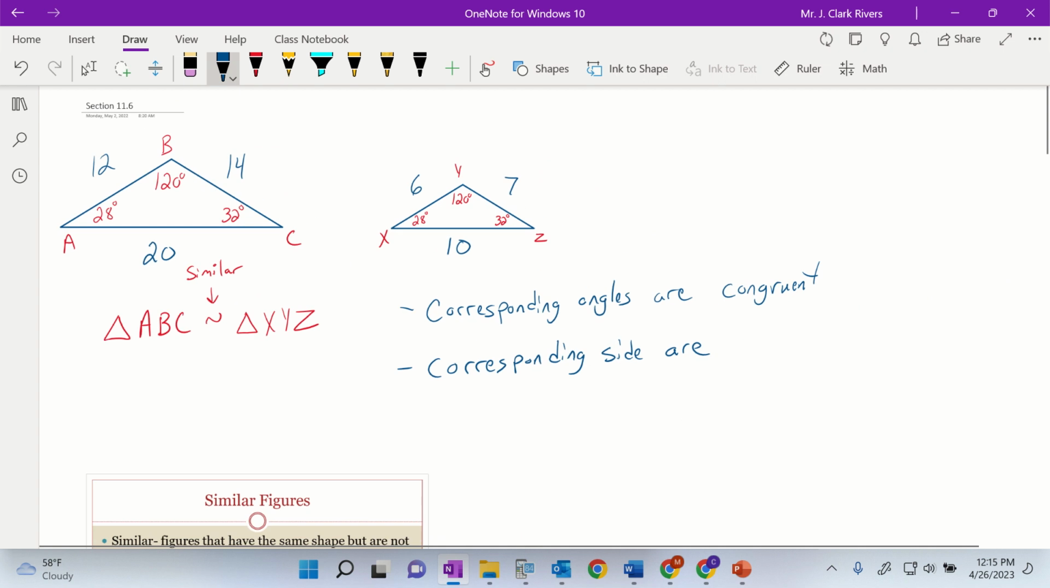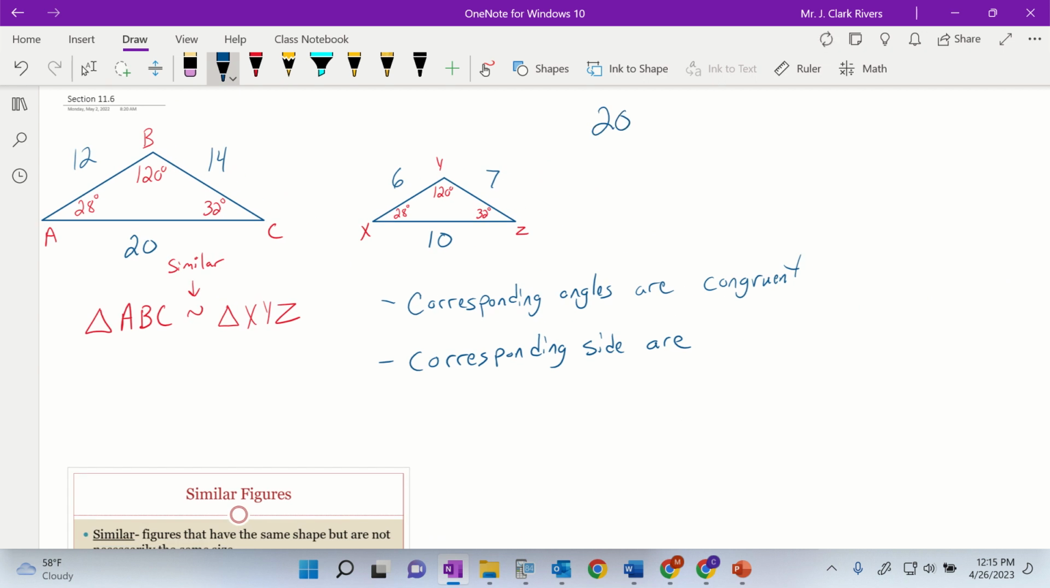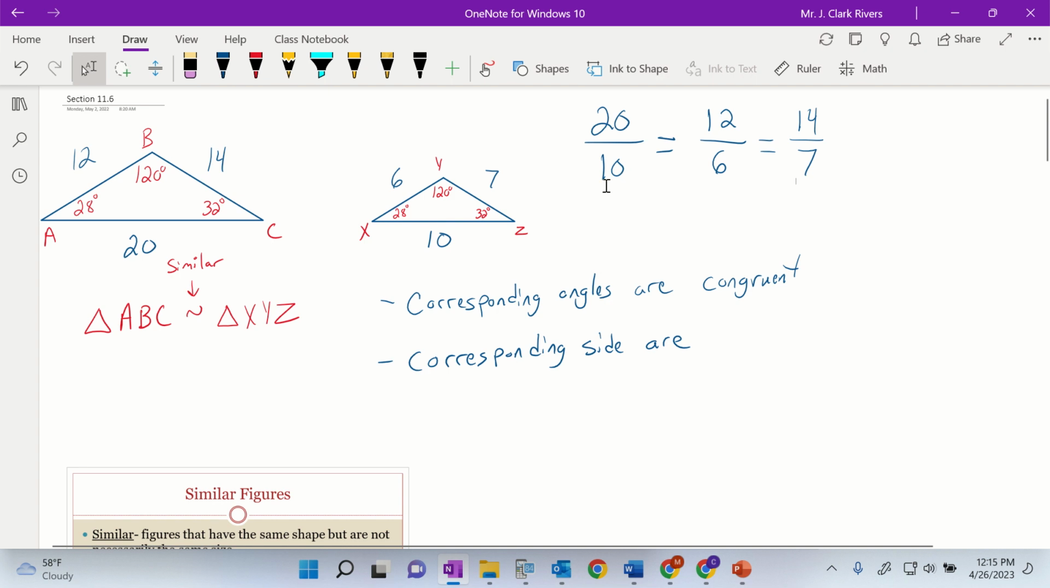I'll tell you what they are right now. AC was 20, and it corresponds to XZ, which was 10. And AB was 12, and it corresponds to XY, which was 6. BC was 14, and it corresponds to YZ, which is 7. These are all equal to each other, right? 20 over 10 simplifies to what? 2. And 12 over 6 simplifies to what? 2. And 14 over 7 simplifies to what? 2. Does anybody know what word we would use for this, Maddie?